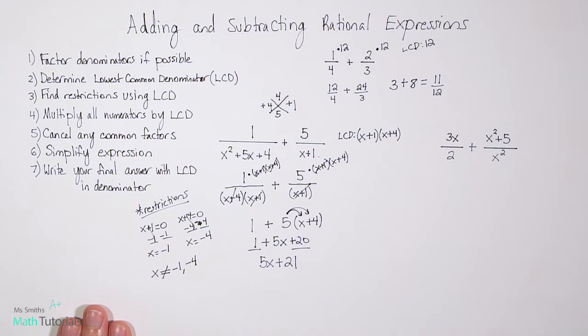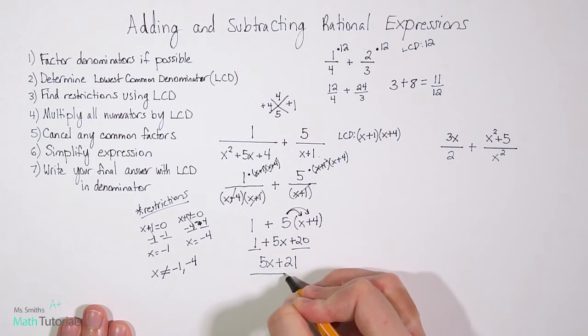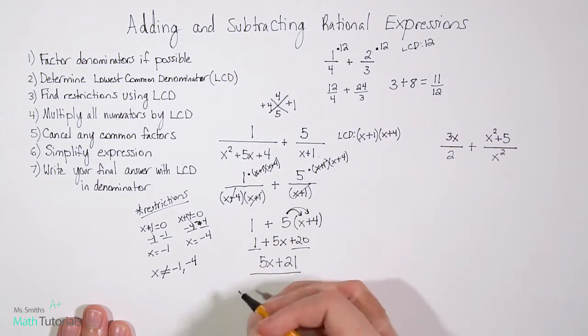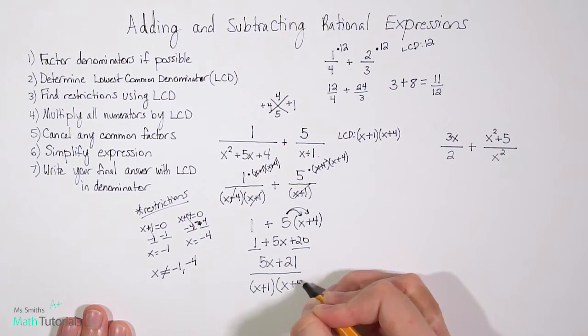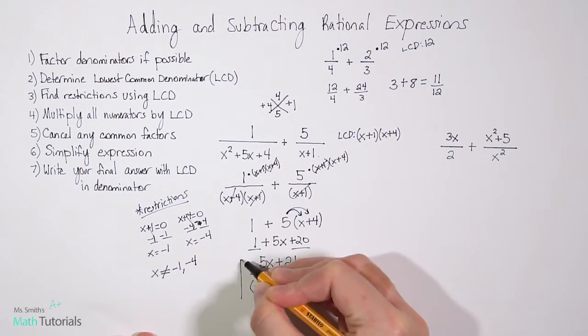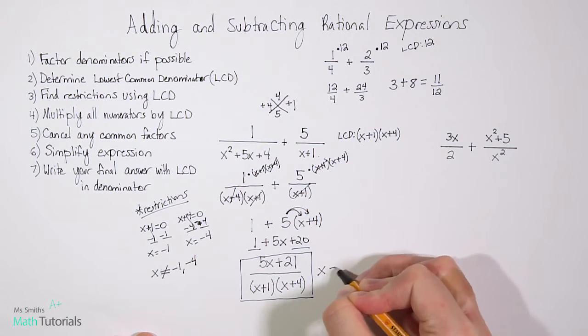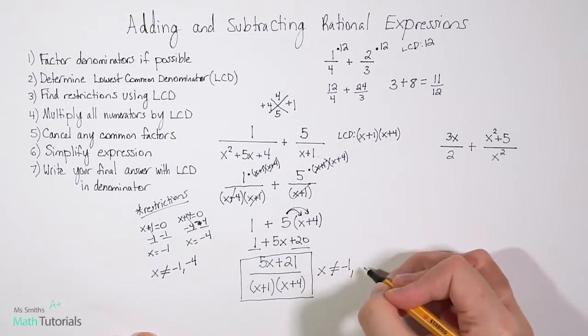And then now we're ready for step 7. So it says write your final answer with the LCD in the denominator. So we've done all the simplifying we can do, and now we just put our LCD in the denominator. Remember, the LCD's right up here. We wrote it. X plus 1, x plus 4. And we'll go ahead and box our answer. Also, just note on the side that x cannot equal negative 1 or negative 4.